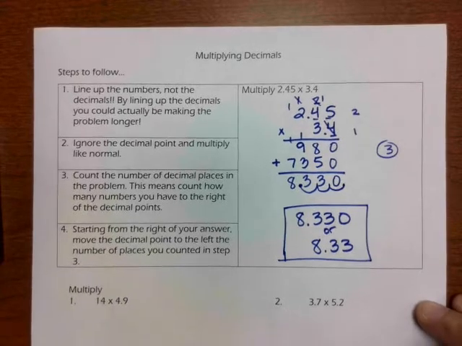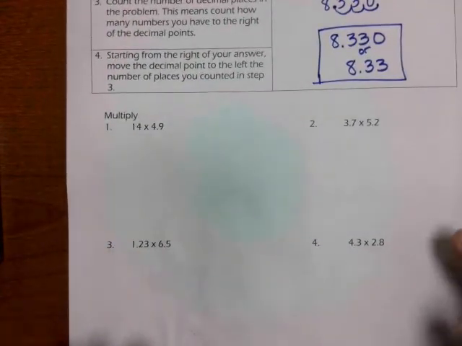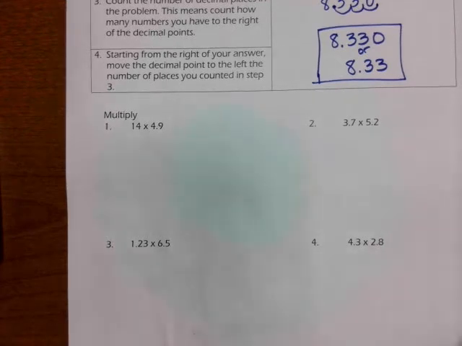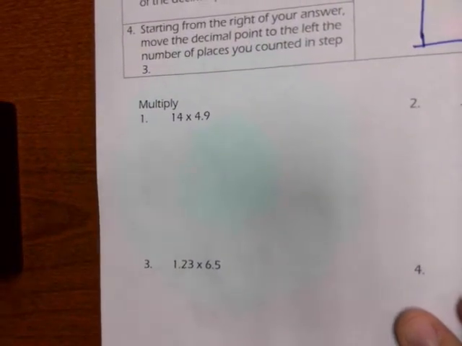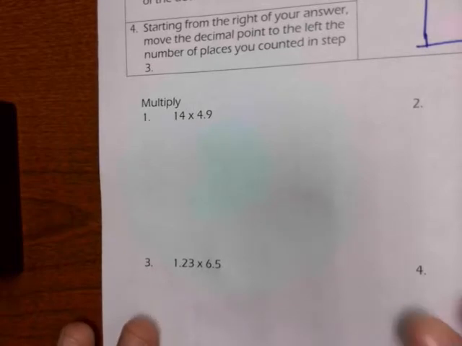Alright, so let's do a couple more examples, again following the same exact steps. So we're going to do number 1. Zoom in a little bit. Number 1 says to multiply 14 times 4.9.